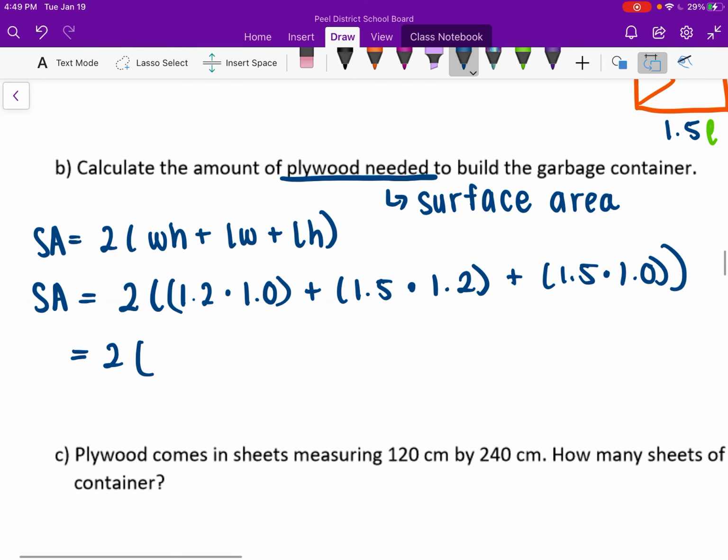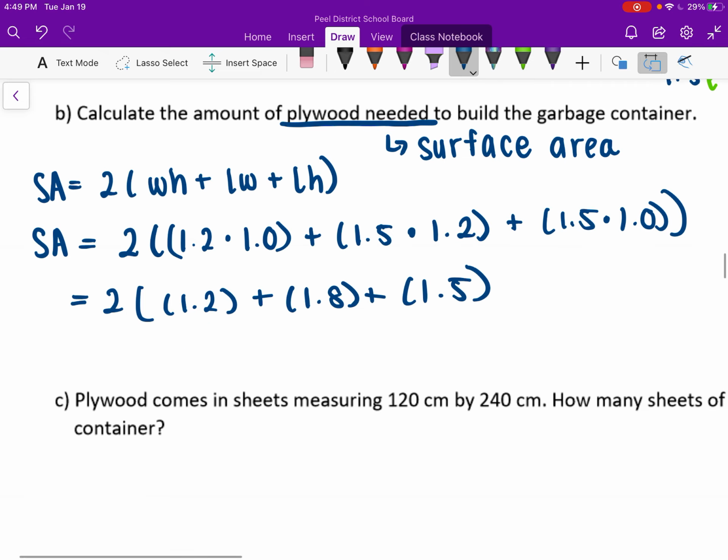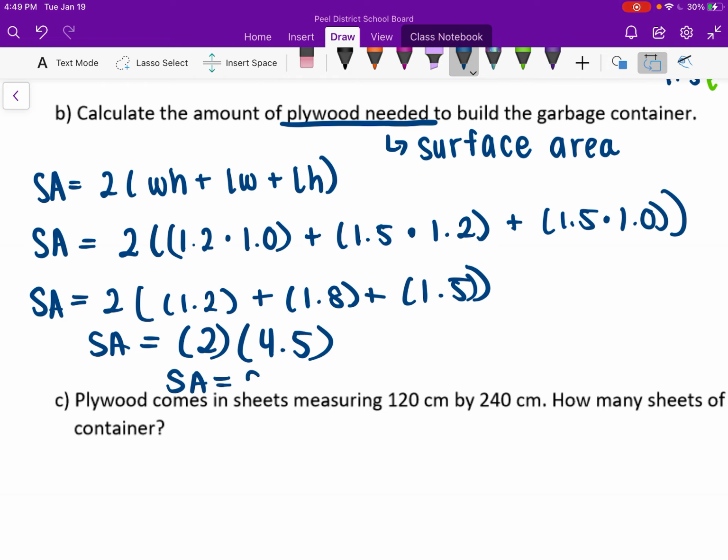So let's do the inner brackets first. 1.2 times 1.0 is just going to be 1.2, plus 1.5 times 1.2 is going to be 1.8, plus 1.5 times 1.0 is just going to be 1.5. Now let's add those all together. 1.2 plus 1.8 plus 1.5 is going to give me 4.5. We're going to multiply the entire thing by 2, and that's going to give me 9. Surface area equals 9.